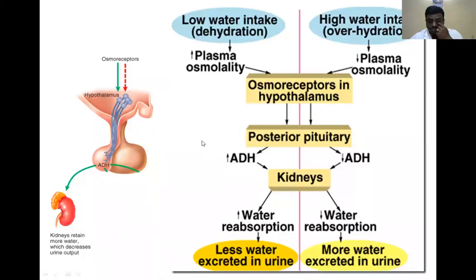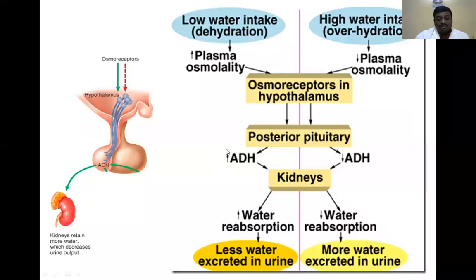So this is the flow chart. In the dehydration condition, immediately we will get symptoms like thirst. That sends signals to the hypothalamus, which sends signals to the posterior pituitary gland. There, antidiuretic hormone is produced and released into the blood.